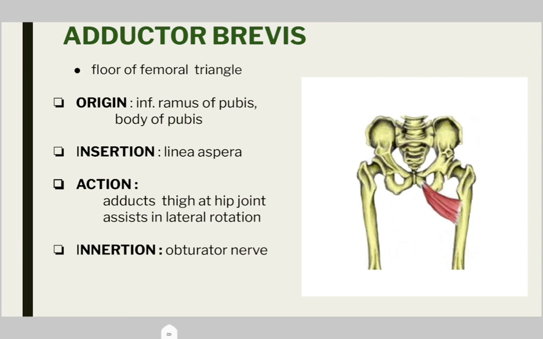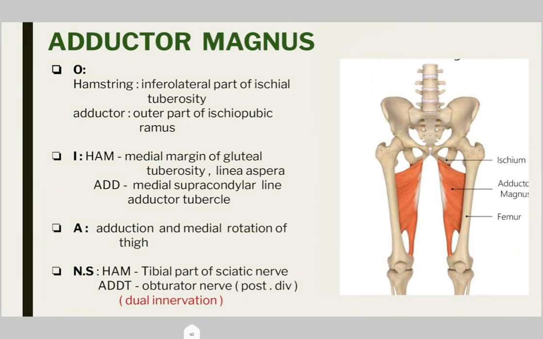And coming to adductor brevis, it originates from the body of the pubis and the inferior rami of the pubis. Same, it runs laterally downward to get inserted on the linea aspera. And coming to actions, it will adduct the thigh at the hip joint and it will also help in lateral rotation, and innervation is of course the obturator nerve. Coming to adductor magnus, this is an important muscle because it has two heads.